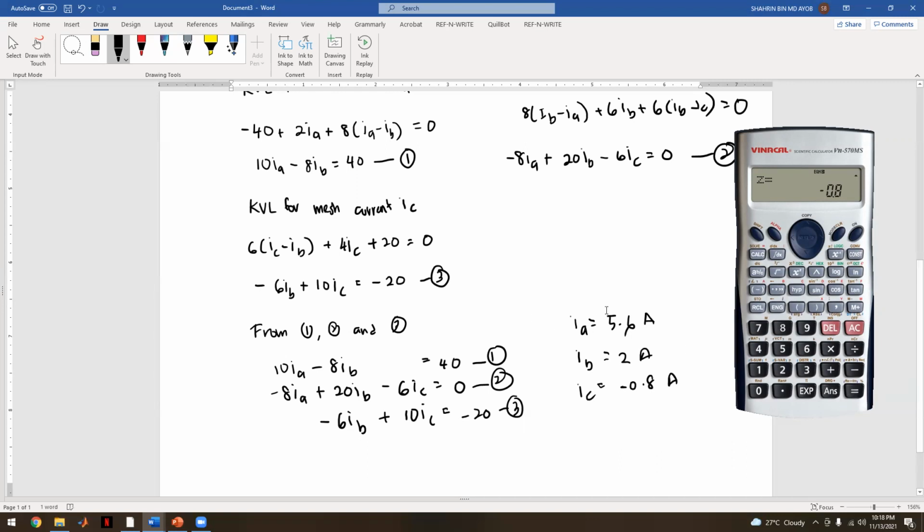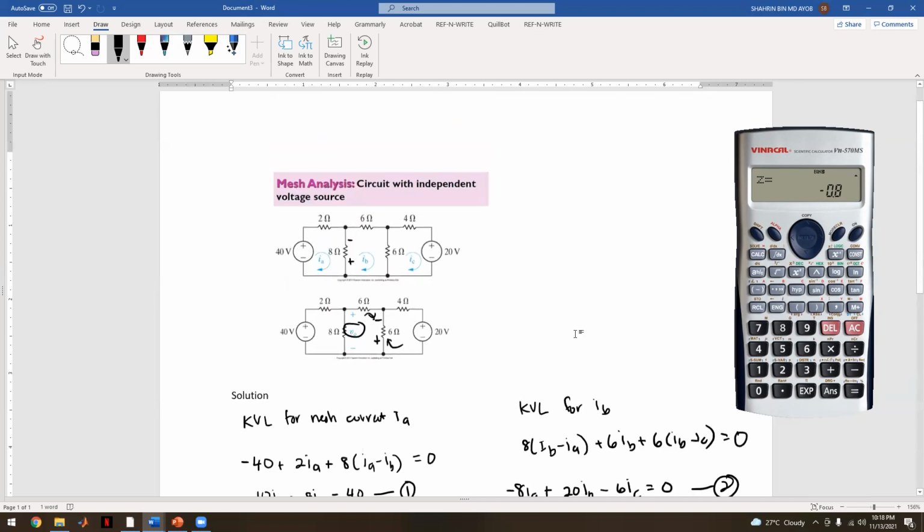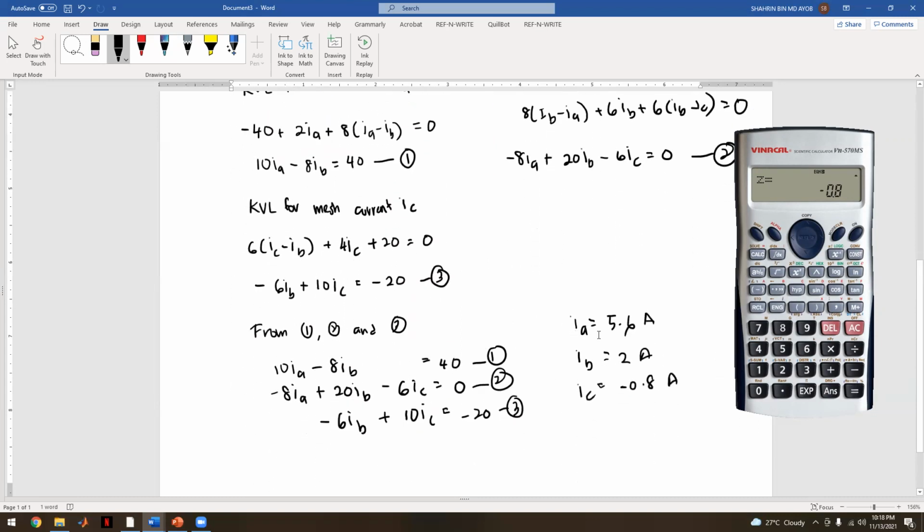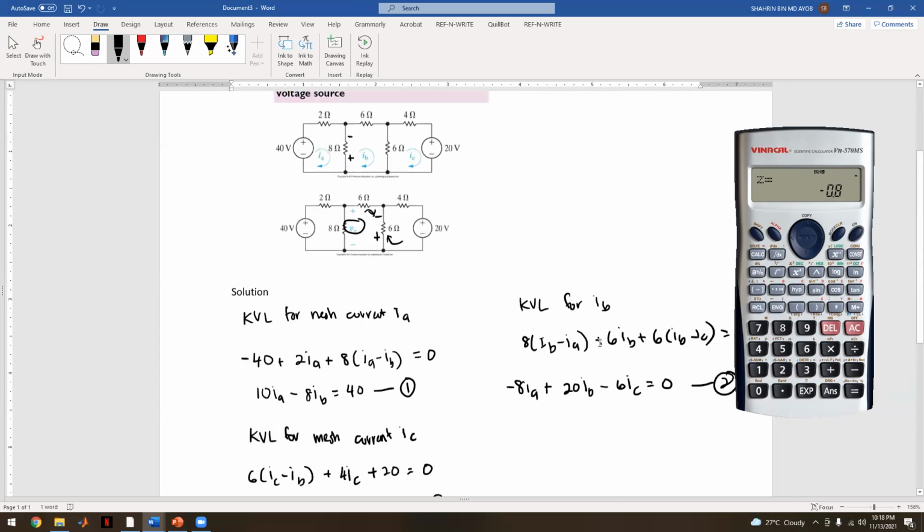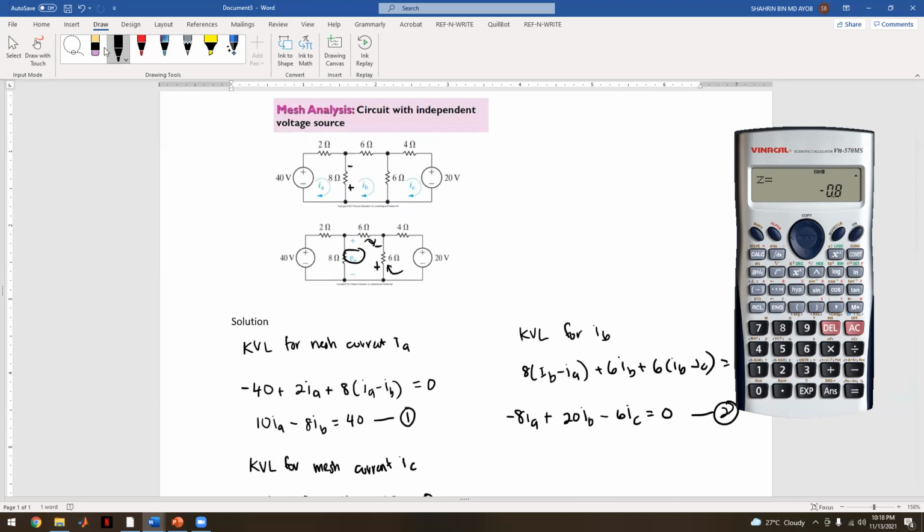Okay. So right now we have completed the analysis to get the mesh currents IA, IB, and IC. So then right now after that, we can actually go to the real question, which is what is the VO.